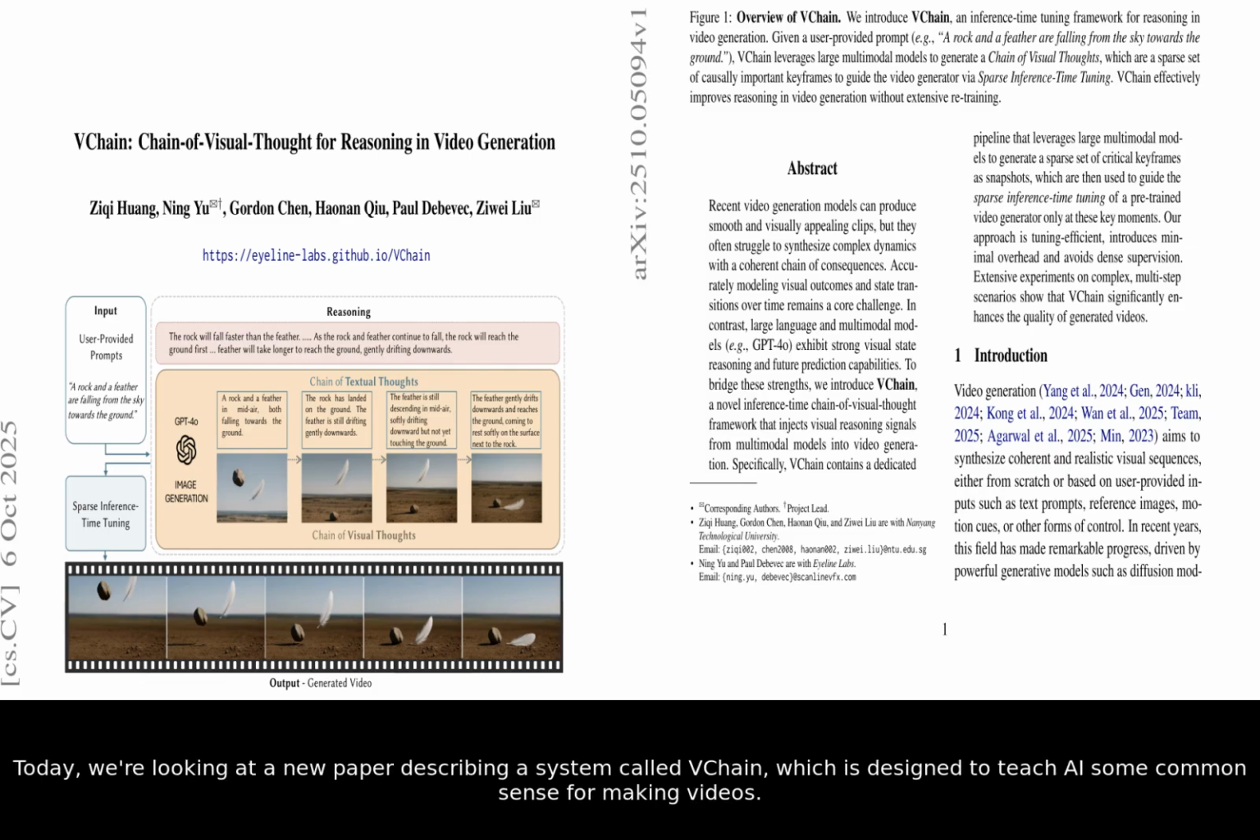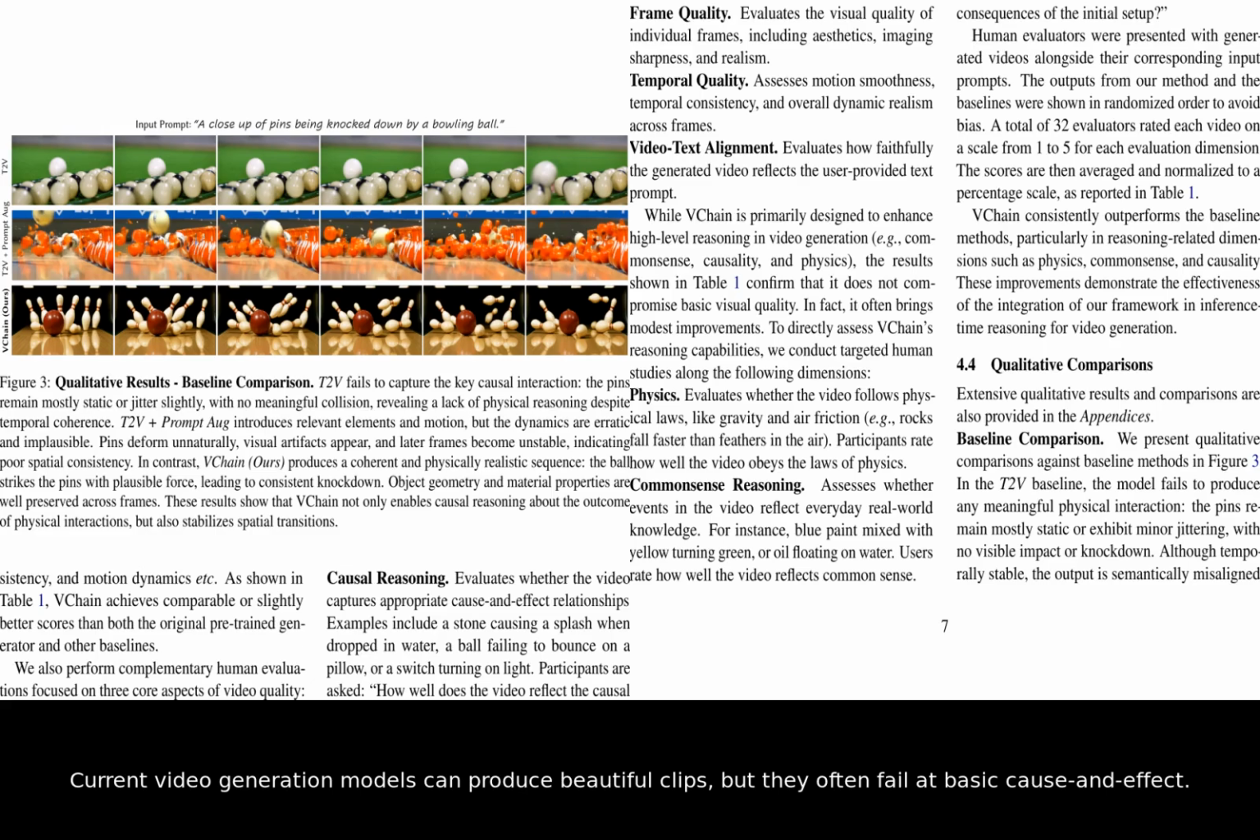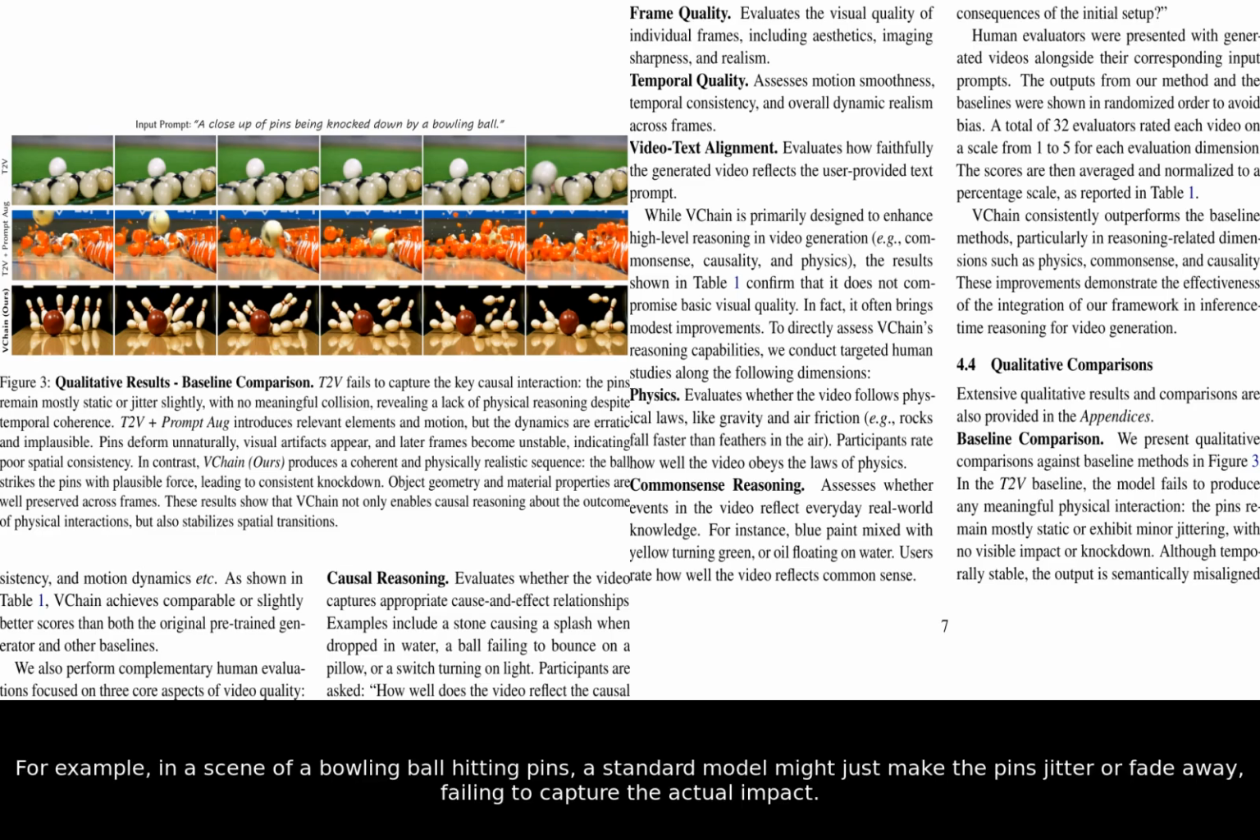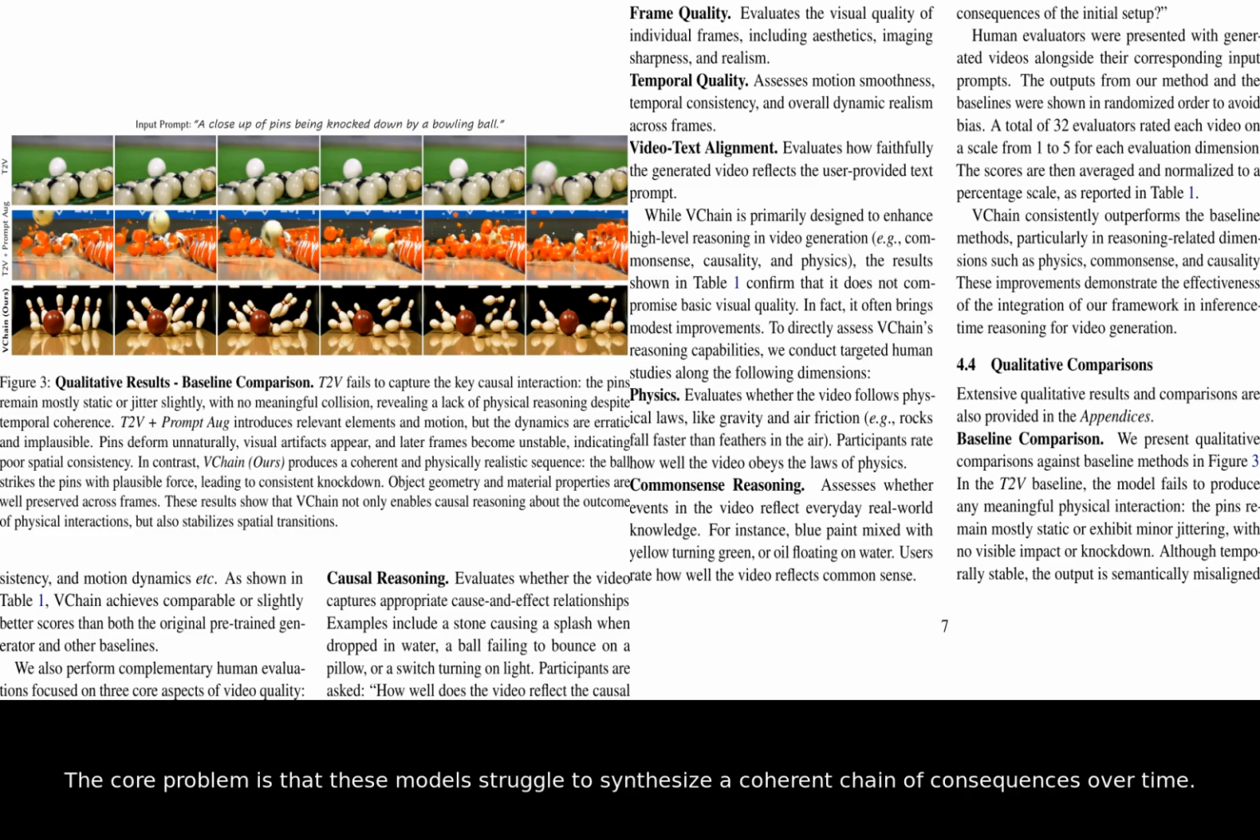Today, we're looking at a new paper describing a system called VChain, which is designed to teach AI some common sense for making videos. Current video generation models can produce beautiful clips, but they often fail at basic cause and effect. For example, in a scene of a bowling ball hitting pins, a standard model might just make the pins jitter or fade away, failing to capture the actual impact.